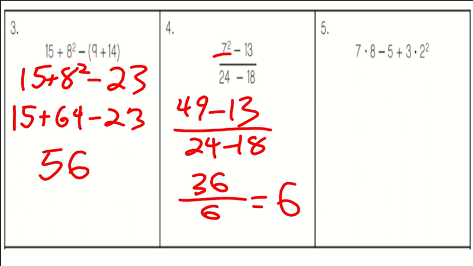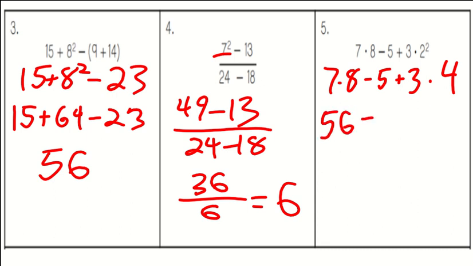Exponents first, right? So 7 times 8 minus 5 plus 3 times, that's 4. Multiplication or division. No division, so we do the multiplication. 7 times 8 is 56. We got minus 5 plus 3 times 4, 12. Addition and subtraction going from left to right. 56 minus 5 is 51. 51 plus 12, 63.